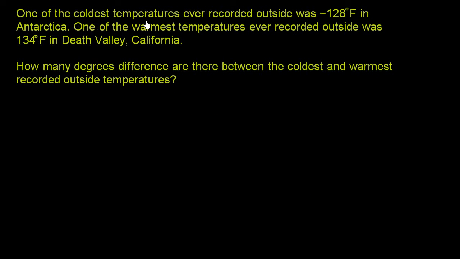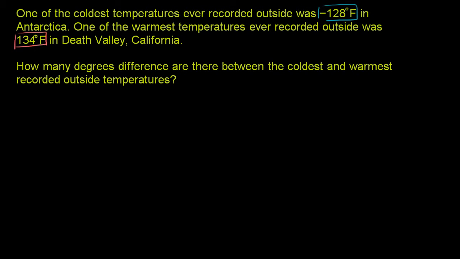One of the coldest temperatures ever recorded outside was -128 degrees Fahrenheit in Antarctica. One of the warmest temperatures ever recorded outside was 134 degrees Fahrenheit in Death Valley, California. How many degrees difference are there between the coldest and warmest recorded outside temperatures?